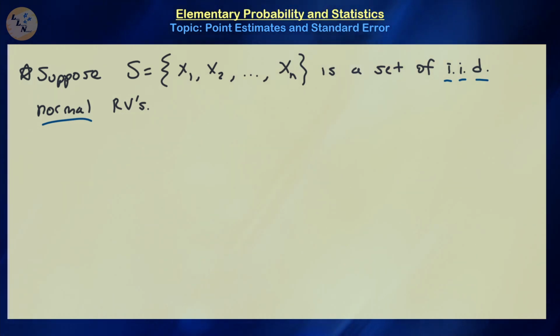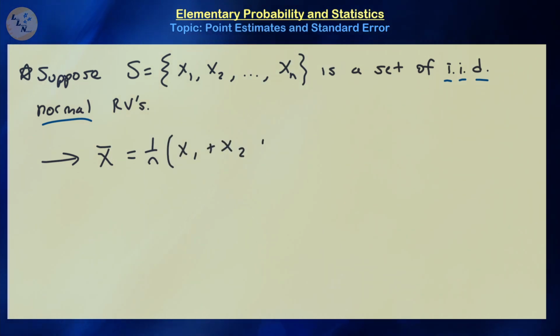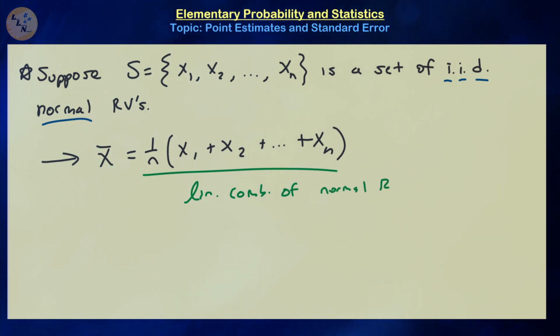So what other things can we build from this set of IID random variables? So if this is the case, then x bar, if we define it to be 1 over n times x1 plus x2 plus all the way down to xn, this is just a linear combination, so a linear combination of normal random variables.